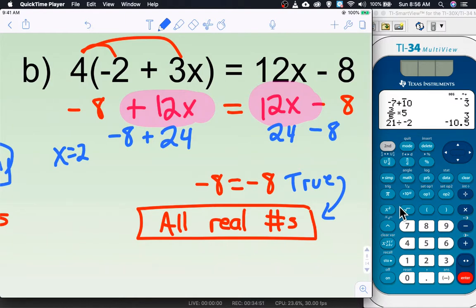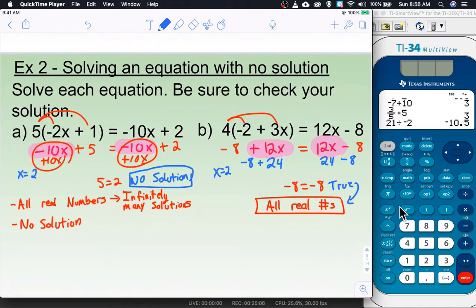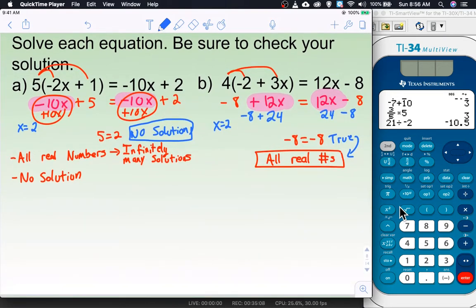Okay, I'm taking a lot of time on these two problems to make sure you understand the differences between no solution and all real numbers. It takes students a little bit of time to sort them in their brains. So I'm trying to explain in a couple different ways to hopefully make sense to you. Okay, so here's both problems again. Here's A and B.